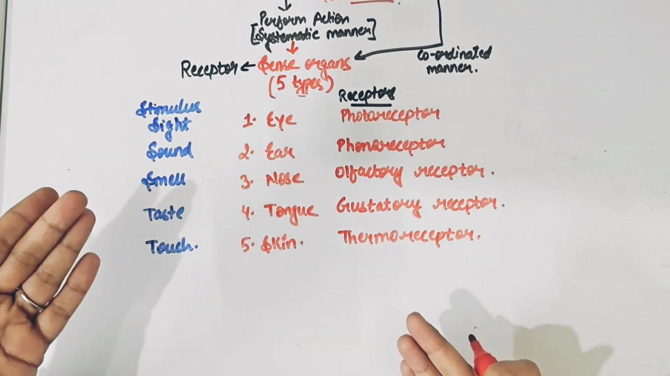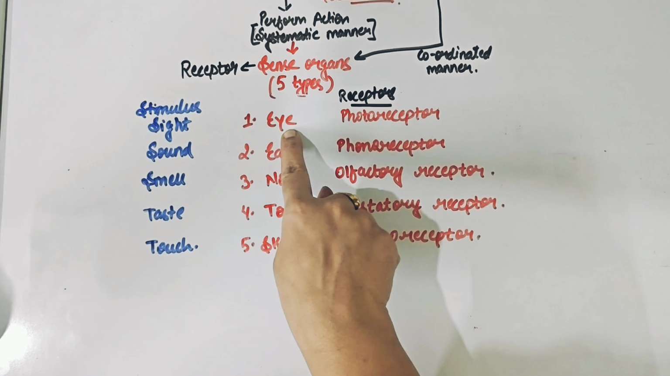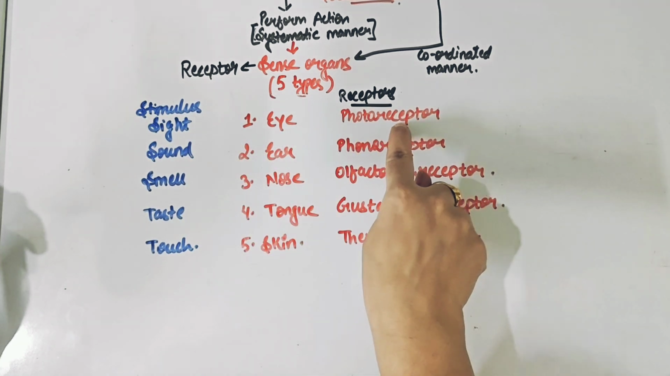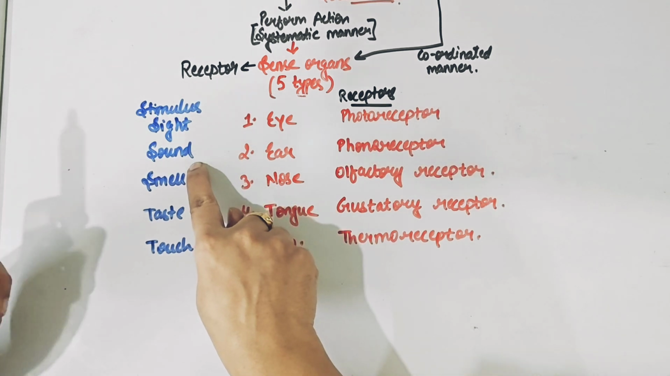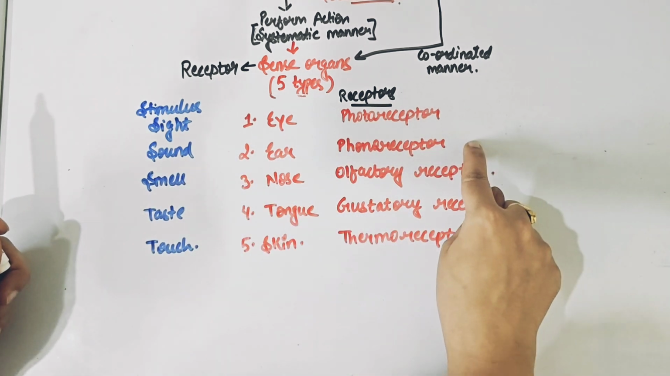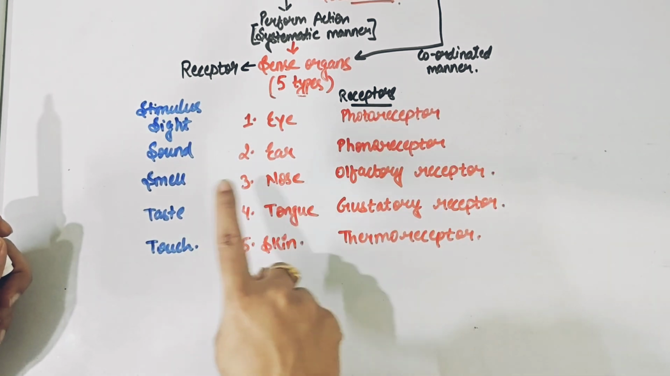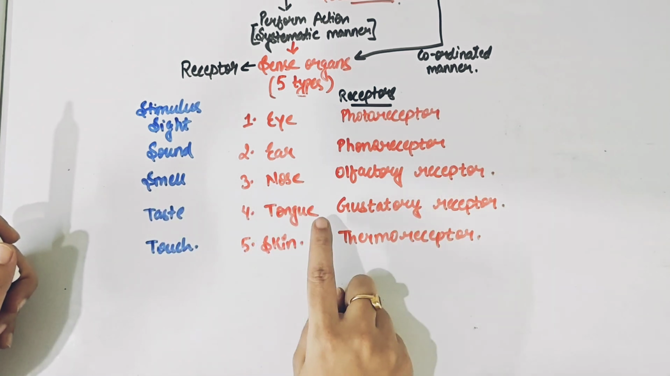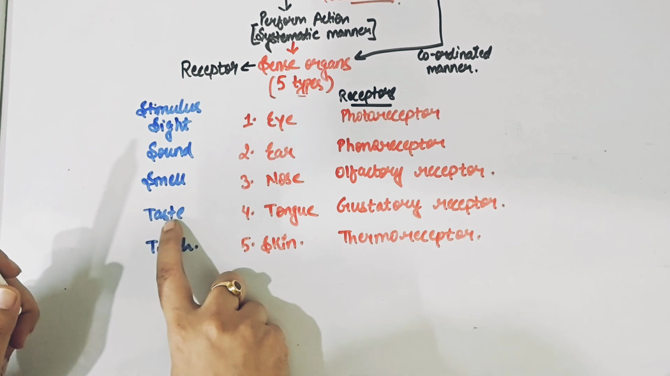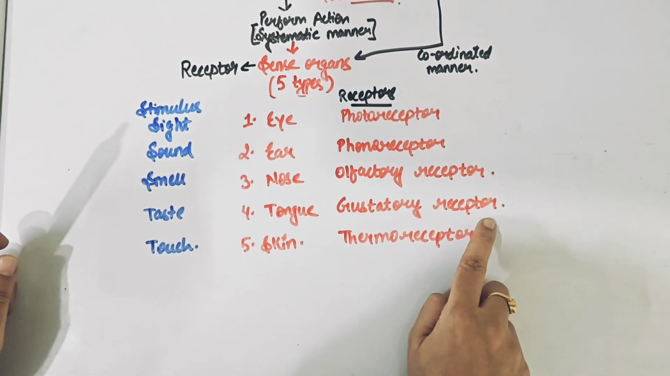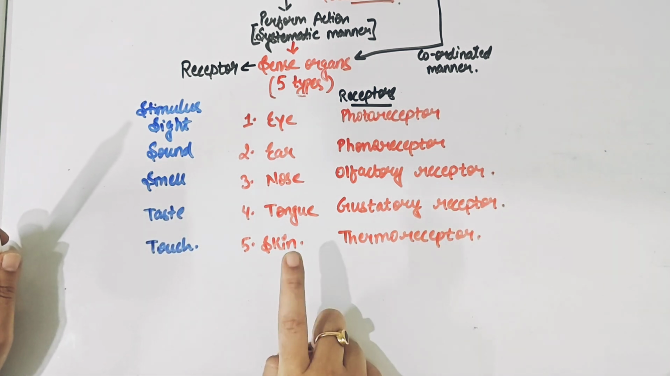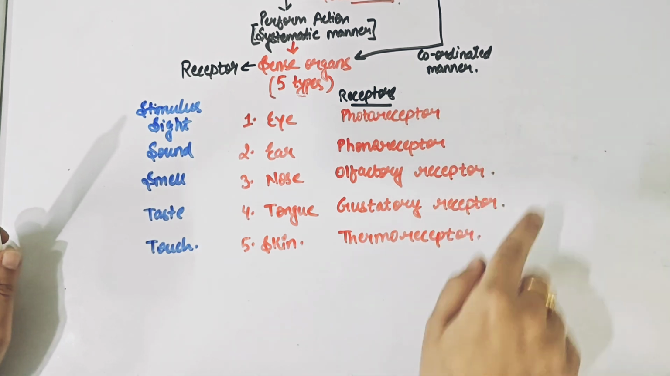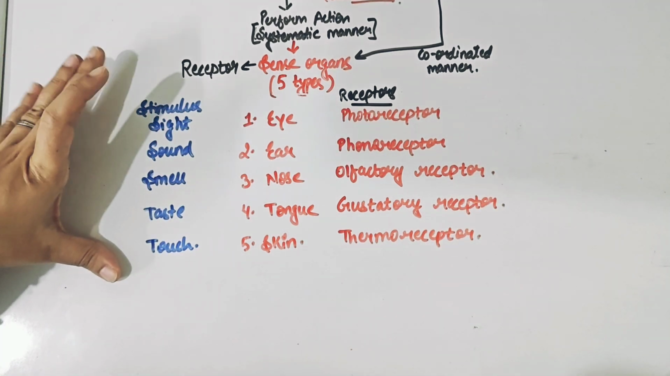So we learned that today that the receptors of the eye, which will be sensitive towards sight, is something that we are saying as photoreceptors. For ears being sensitive towards sound, we say them as phonoreceptors. Receptor being sensitive towards smell and nose is known as olfactory receptors. Receptors that are associated with taste is something that is known as gustatory receptors. And receptors which are sensitive for touch is something that we say as thermoreceptors. So I hope at least this much part of the video is clear to you.